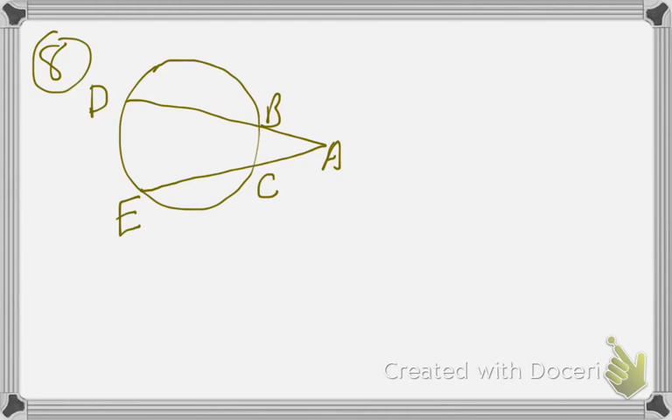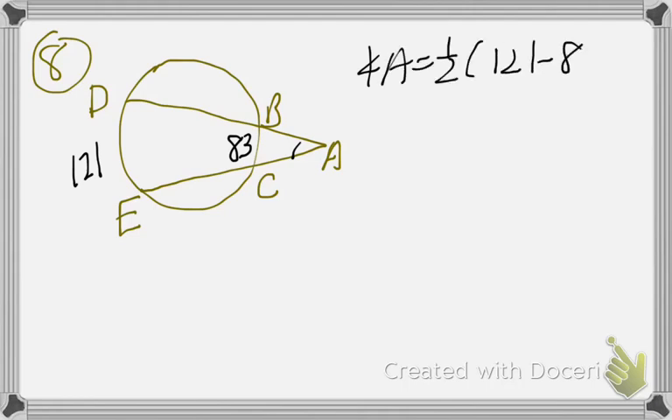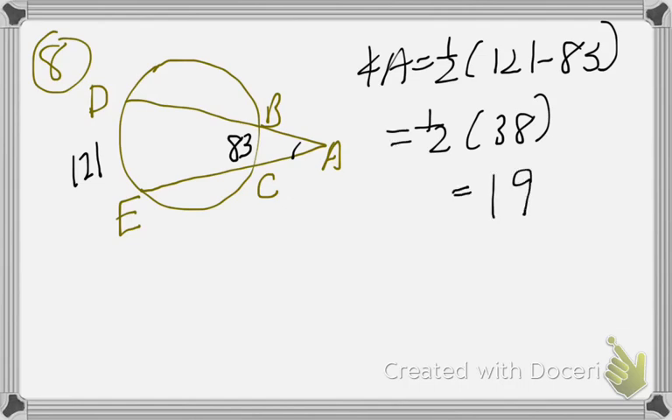Okay, for this one, we're told that arc DE is 121, arc BC is 83, and we need to find angle A. So angle A is going to equal 1/2 of the big arc minus the small arc. So it's going to be 1/2 of 38, which is 19.